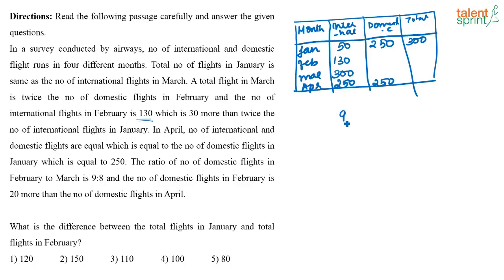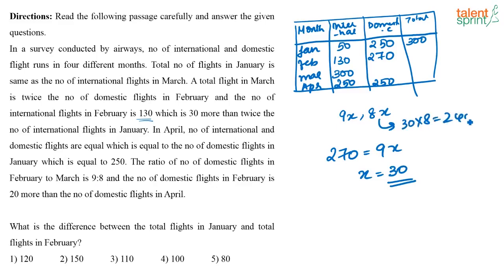So if there are 9x domestic flights in February, there are 8x domestic flights in March, correct? And then they are saying that the domestic flights in February is 20 more than the domestic flights in April. So how many domestic flights are there in February? 20 more than domestic flights in April means 250 plus 20, that is equal to 270. Now I know this 270 is nothing but 9x, so what is x? x is equal to 30. So what is 8x? 8x is nothing but the number of domestic flights in March, which is equal to 240.